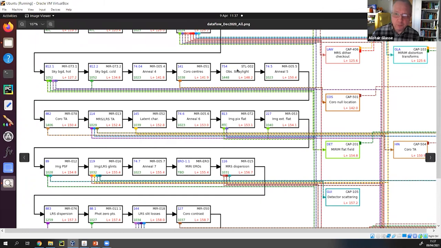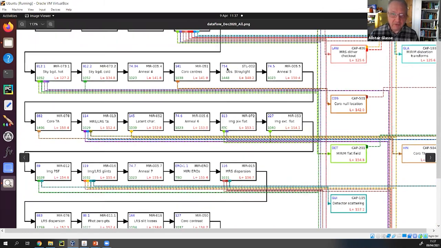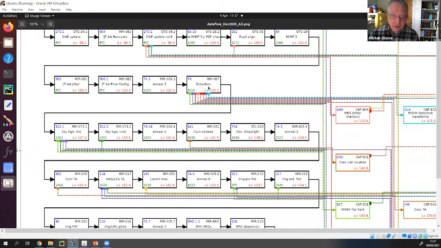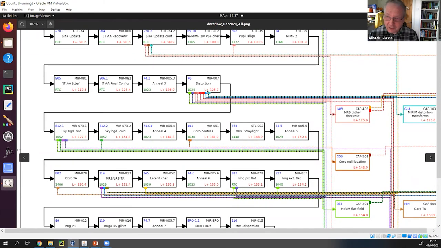Each one of these black boxes in here is an observing activity. The numbers here, the L in red, is the day when these observations are scheduled to happen after launch. So L+125.2, I can't think when that is, but it'll be sometime in February 2022. We will be making a distortion measurement of the Large Magellanic Cloud.